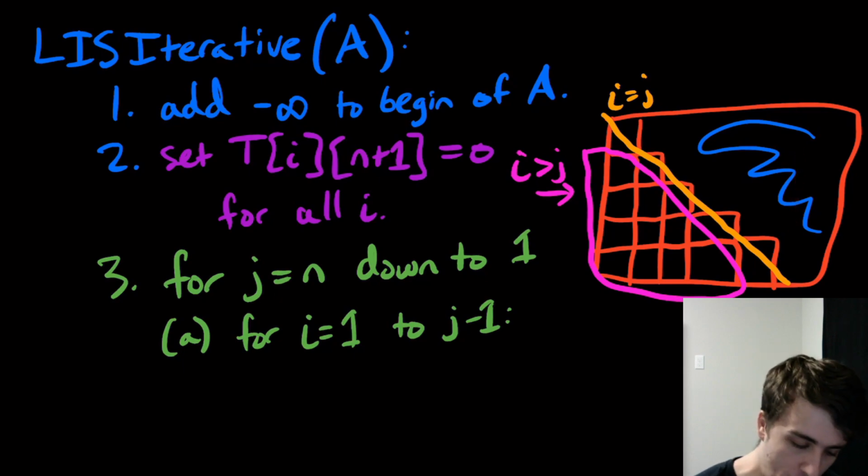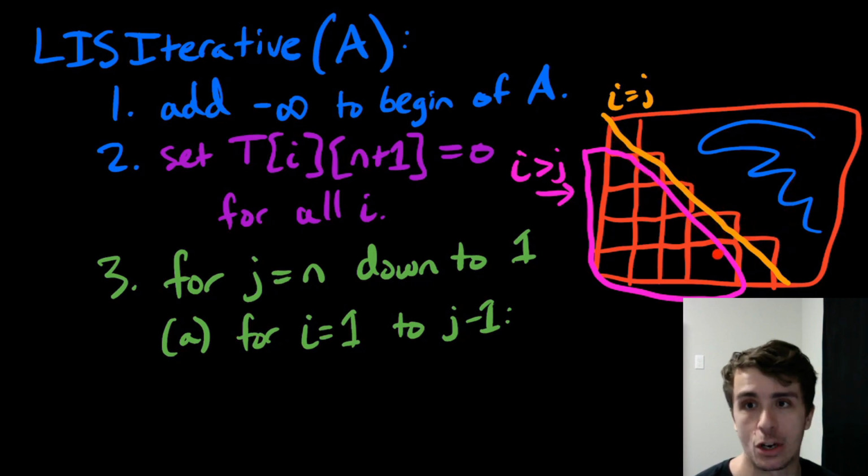So that's why we're doing it this way. The j index is going right to left, and the row number is going from the first row down and not going past this diagonal right here. That's why we're doing it this way.